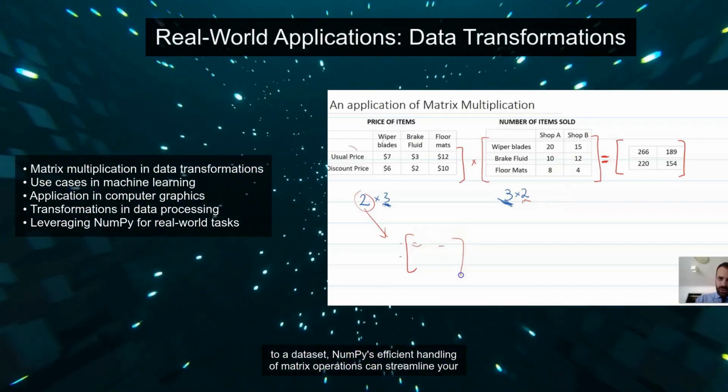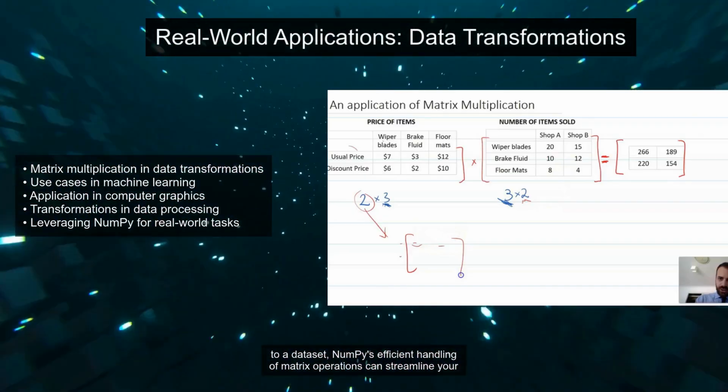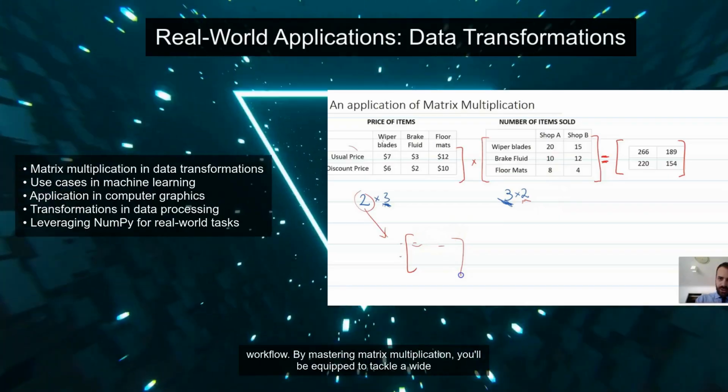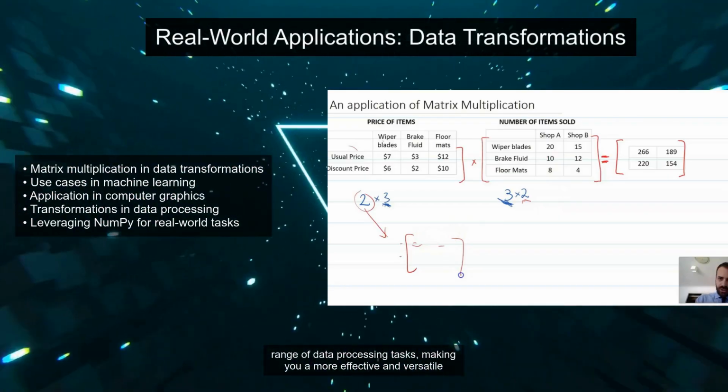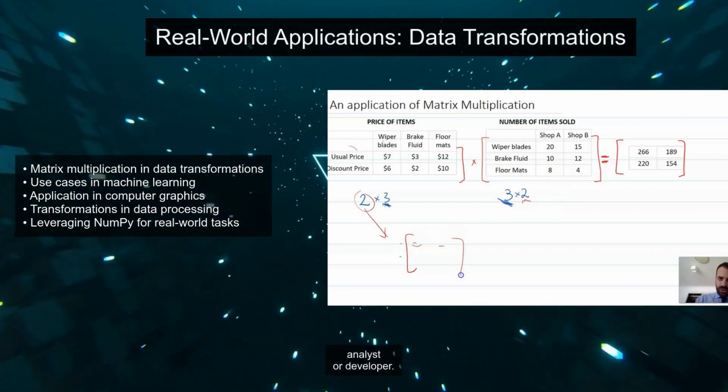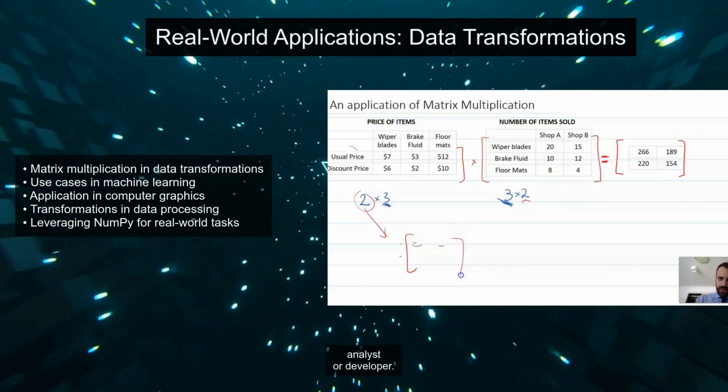Whether you're scaling features for a machine learning model or applying transformations to a dataset, NumPy's efficient handling of matrix operations can streamline your workflow. By mastering matrix multiplication, you'll be equipped to tackle a wide range of data processing tasks, making you a more effective and versatile analyst or developer.